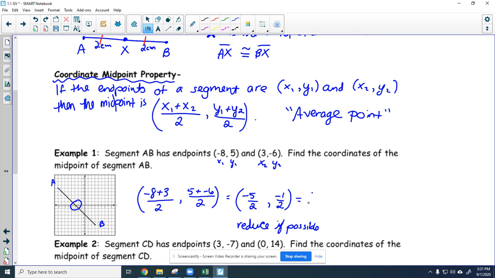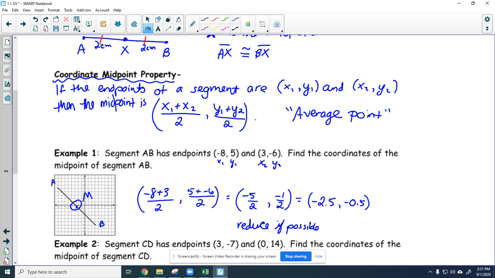If you prefer the decimal answer there, as long as it's exact, feel free to write it like this. If it was like 2.3 repeating, we wouldn't want to just put 2.3. That's just not close enough. But this is fine because that's exactly -2.5 and exactly -0.5. So let's look at where that is. 1, 2.5. Oh, here we are right here. (-2.5, -0.5). We'll call that M for midpoint.